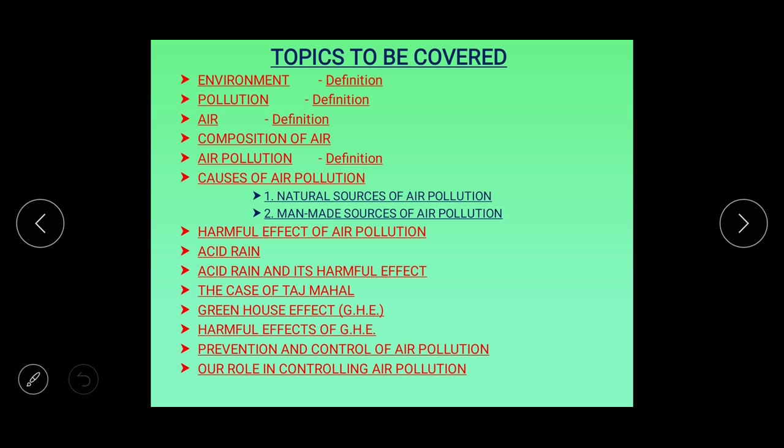Children, topics to be covered in this part are environment, pollution, air, composition of air, pollution and definition, causes or sources of air pollution, harmful effects of air pollution, acid rain and its harmful effect, the case of Taj Mahal, greenhouse effect, harmful effect of greenhouse effect, prevention and control of air pollution, and lastly, our role in controlling air pollution. So children, here we are going to discuss air pollution in this part.